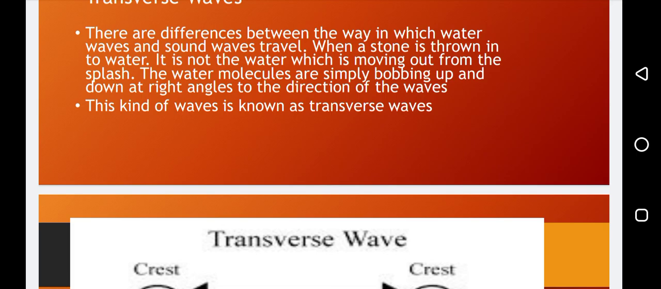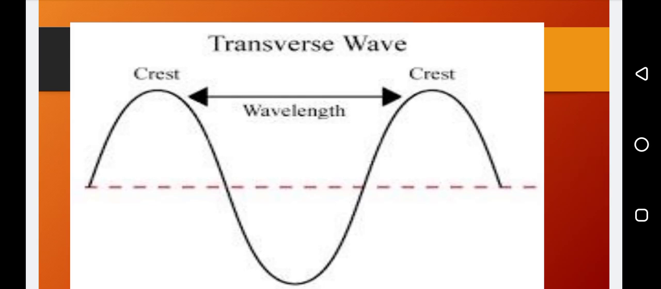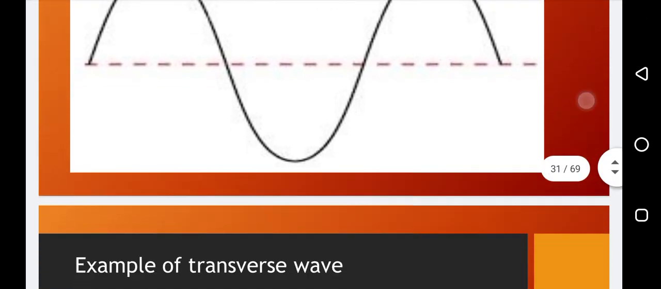So the water moves like the transverse waves, in which the crest and the trough occur. The upward wave is known as crest, while the downward wave is known as trough, and the distance between the two crests is known as wavelength.